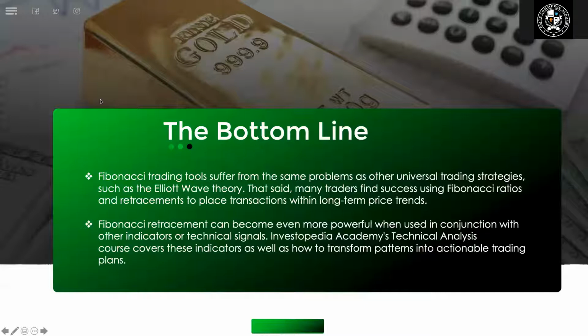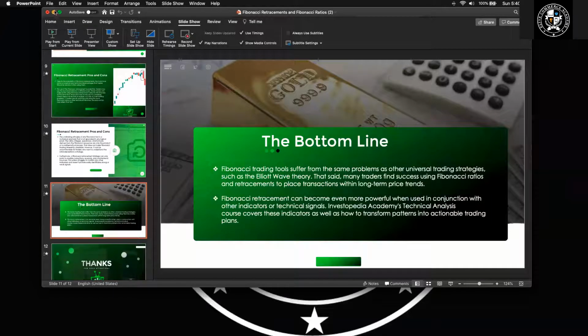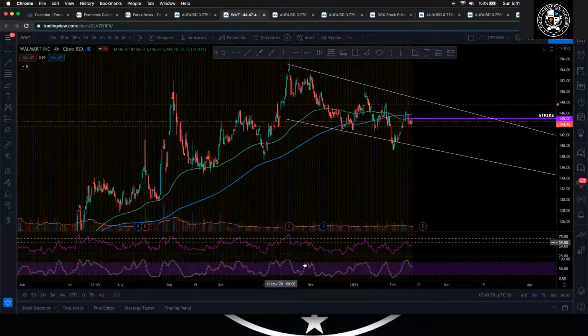Bottom line, Fibonacci trading tools suffer from the same problems as other universal trading strategies, such as the Elliott wave theory. That said, many traders find success using Fibonacci ratios and retracements to place transactions within long-term price trends. Fibonacci retracements can become even more powerful when used in conjunction with other indicators or technical signals. All right. So what I do is I use the Fibonacci with the pivot points, and I also use the Fibonacci with my indicators that you see here on the bottom of my chart. All right.